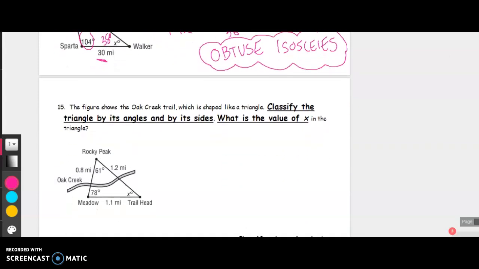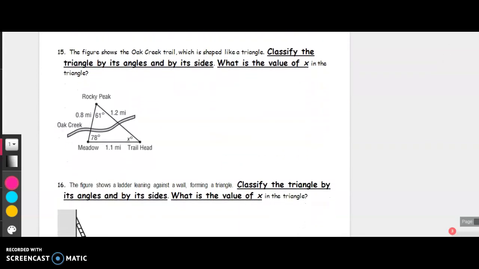All right, number 5, exactly the same question. So we're going to take our angles, add them together, 78, 61. When we add 78 plus 61, we get 139. We subtract that from the 180. When I subtract that from 180, I get 41. So the value of x is 41 degrees.